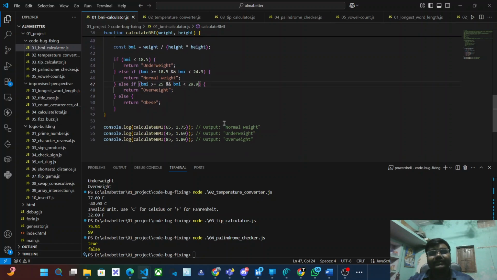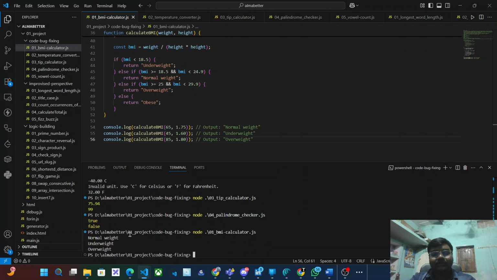So these are three calls. Here we are calling our function 3 times, and we are taking the output and printing it with console log. Using node we are running our code. So we find that it's exactly the same as the expected output.